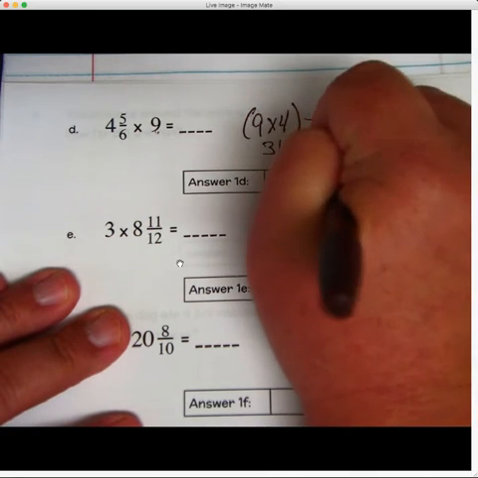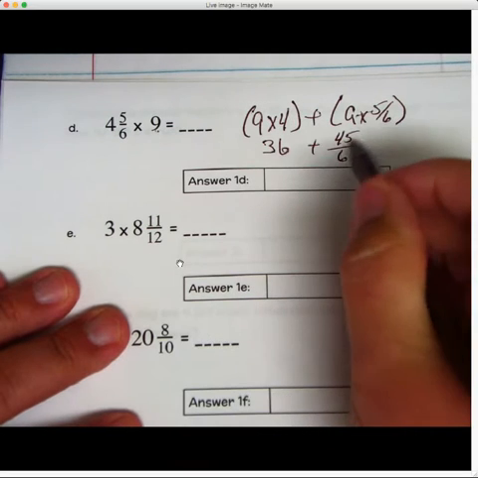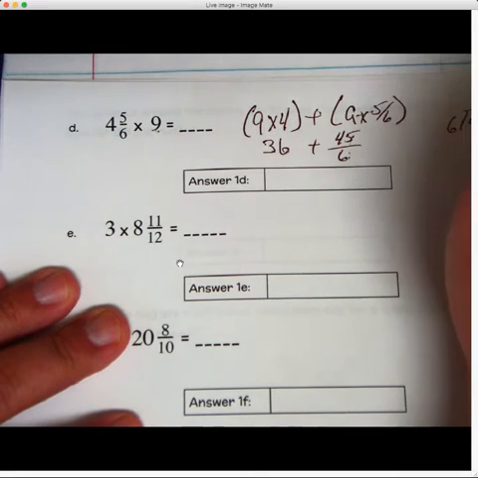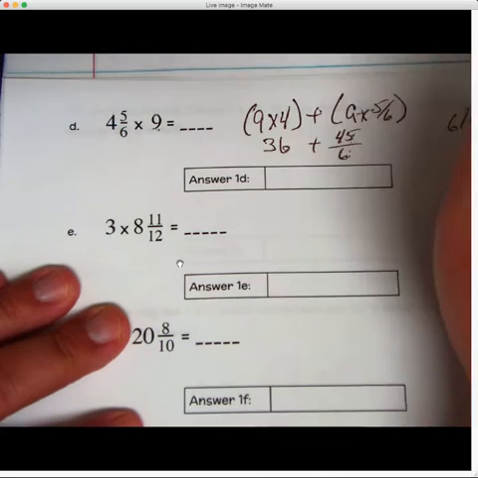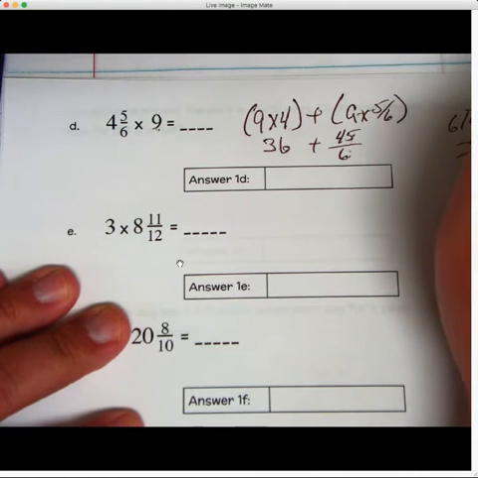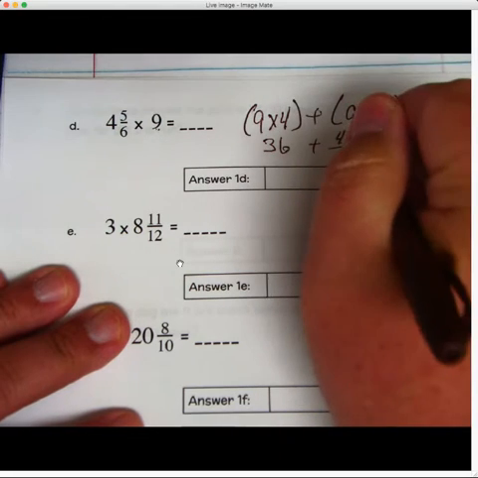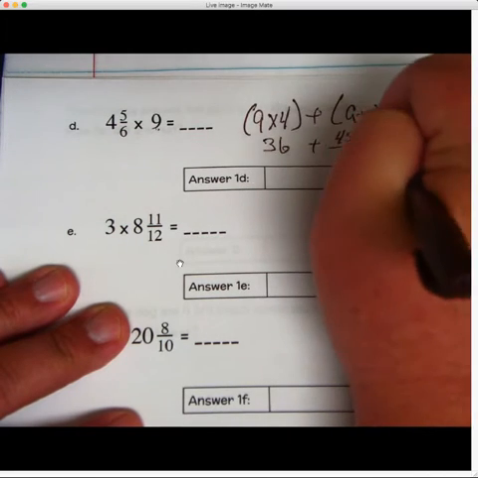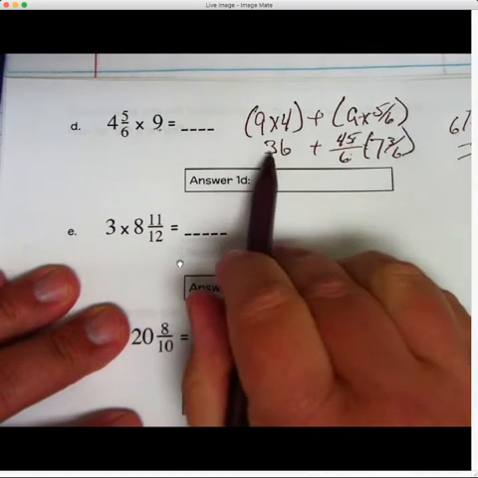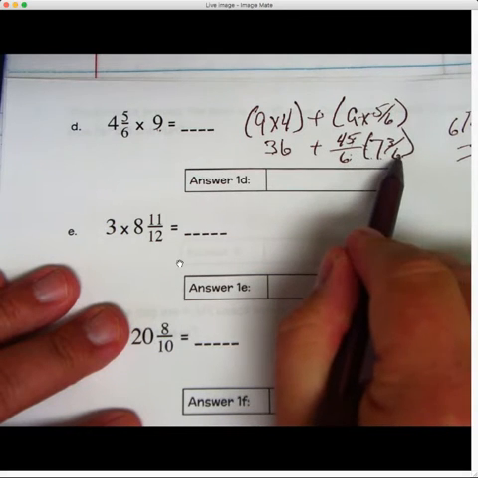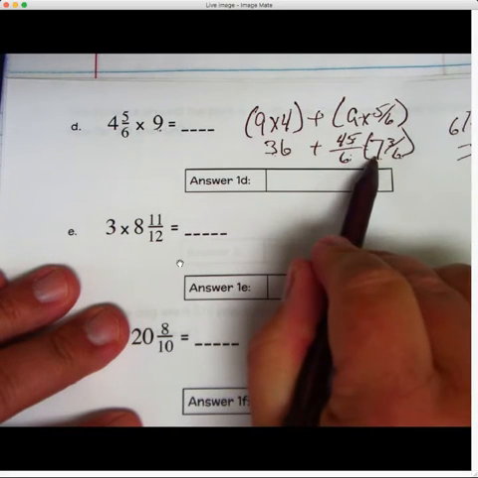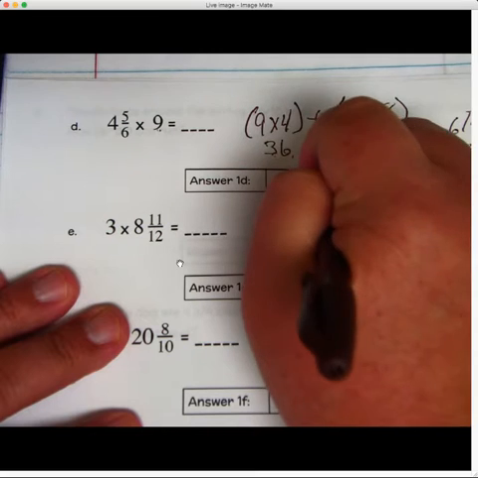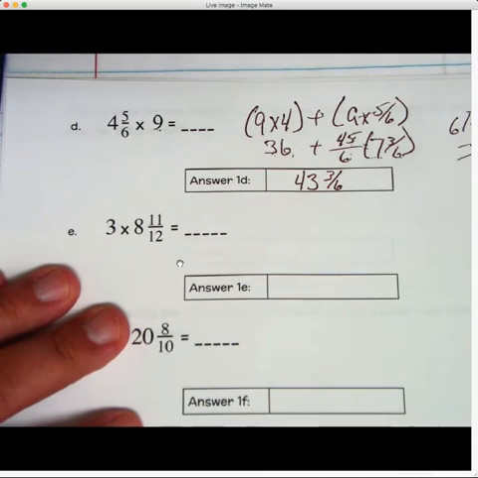That would be 45/6. I'm going to divide this time because that number is a lot bigger than that one. So 45 divided by 6. It's going to be 7. 7 times 6 is 42. 45 minus 42 is 3. So this is going to be the same thing as 7 and 3/6. So I have 36 plus 7 and 3/6. 36 plus 7 is 43. I don't have a fraction to add to 3/6, so I can just leave it 3/6, which is the same thing as 1/2, right?